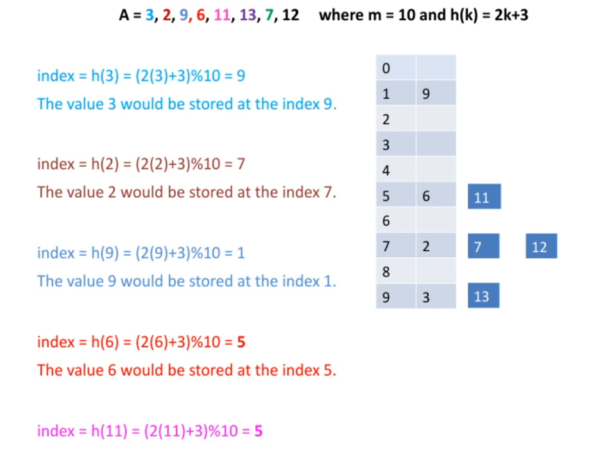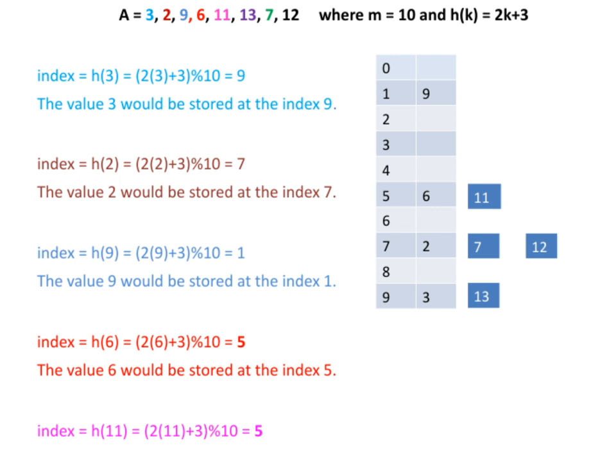Moving on to 9, h(9) equals 2 times 9 plus 3 mod 10, which is 1, so 9 is stored at index 1. For the value 6, h(6) calculates to 2 times 6 plus 3 mod 10, giving us 5, so 6 is placed at index 5. Now for 11, h(11) equals 2 times 11 plus 3 mod 10, which is also 5. Here, we see a collision because index 5 is already occupied by 6. Similarly, for 13, h(13) is 2 times 13 plus 3 mod 10, which results in 9. But index 9 already contains the value 3. For 7, h(7) equals 2 times 7 plus 3 mod 10, giving us 7, so 7 is stored at index 7.